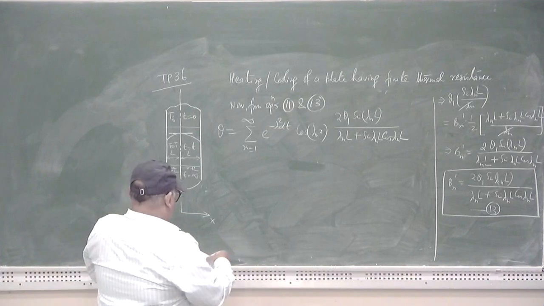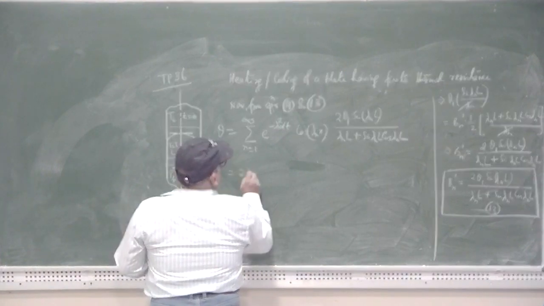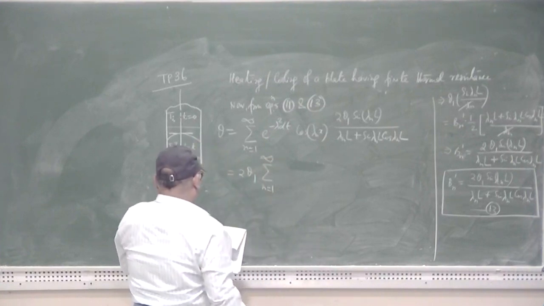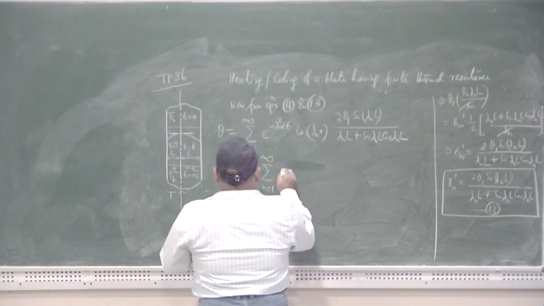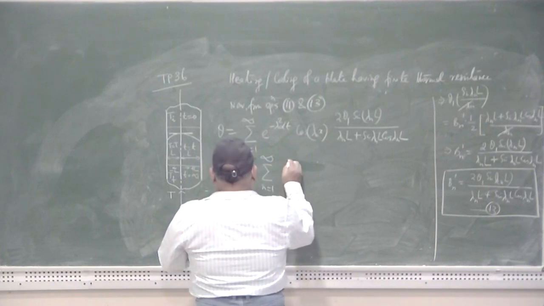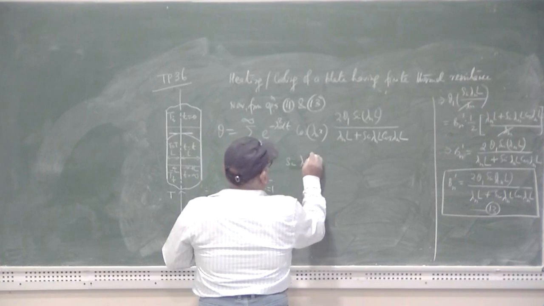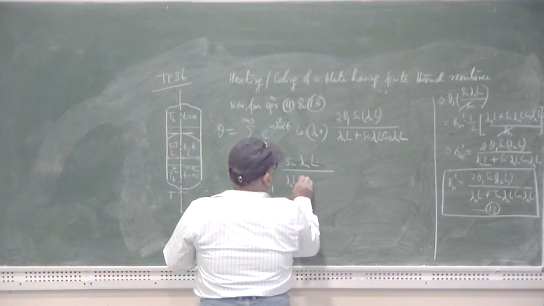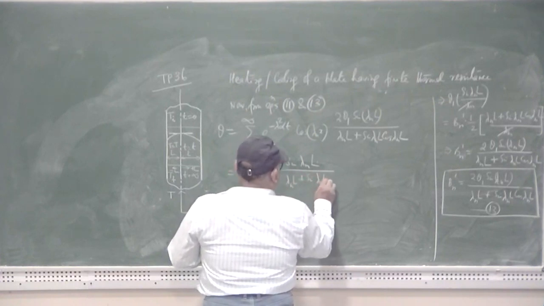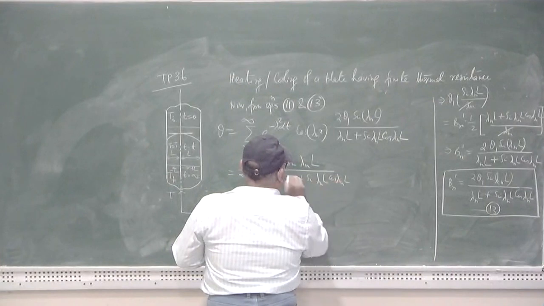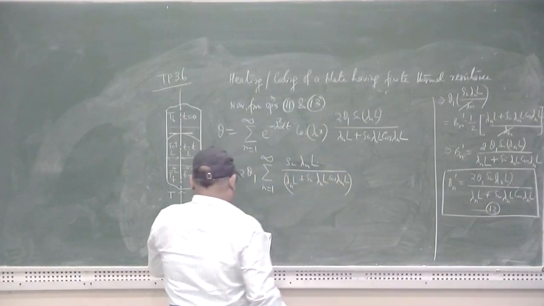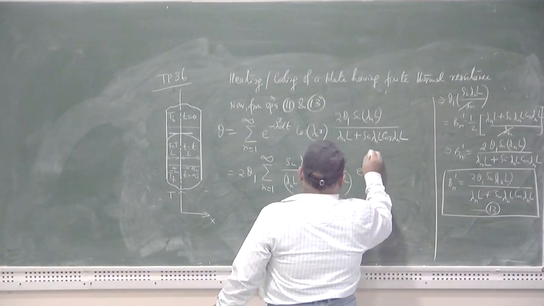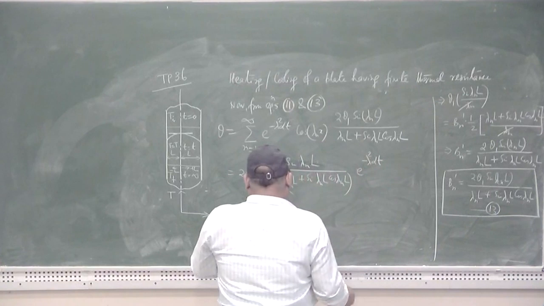That can be further written as 2 theta 1 summation n equal to 1 to infinity sin lambda nl divided by lambda nl plus sin lambda nl cos lambda nl, this quantity, into e to the power minus lambda square alpha t into cos lambda nx.